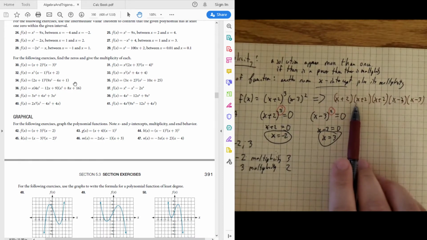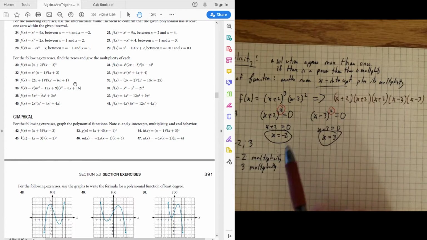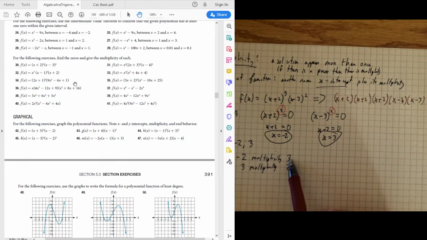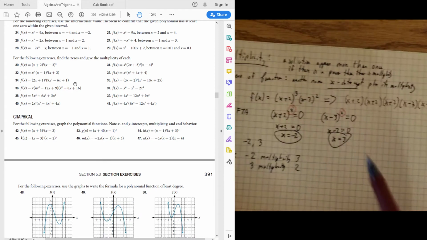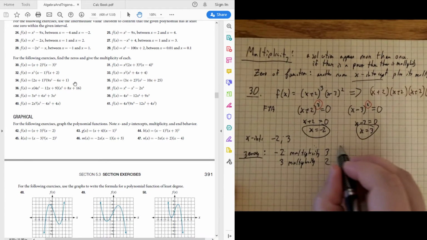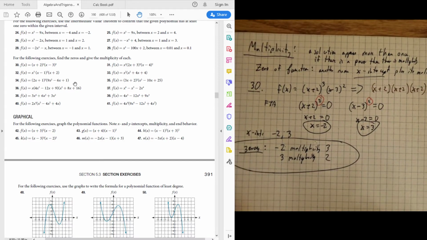If we were to do the fundamental theorem of algebra on this one, you'd have negative 2 appear 3 different times. You'd have 3 appear 2 different times. So when it asks about multiplicity, this is what it means. It means when you have a term that appears more than once.